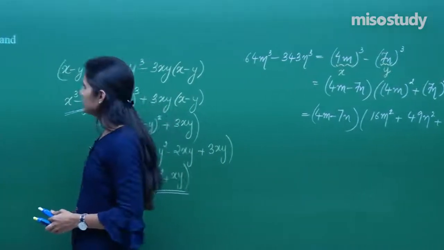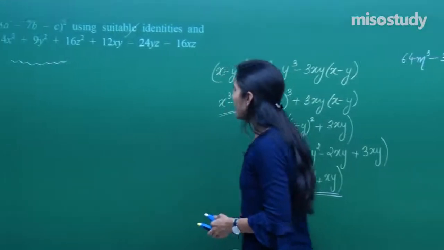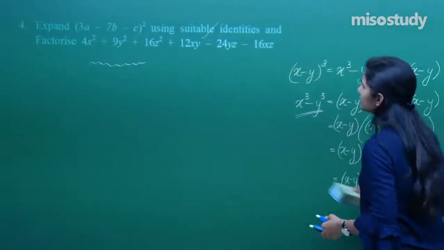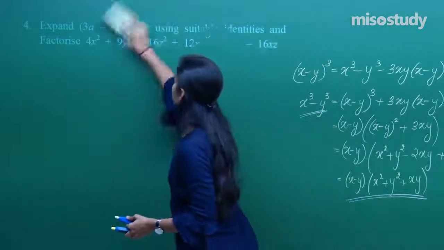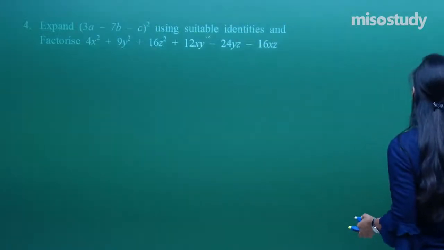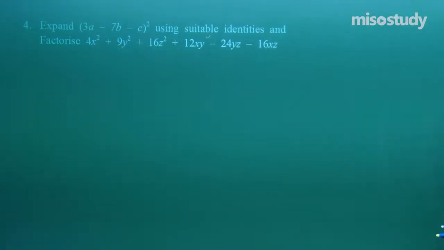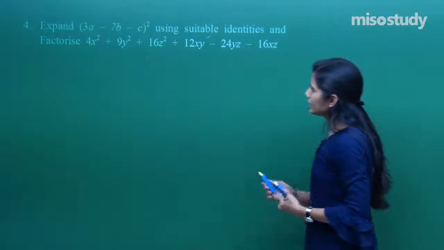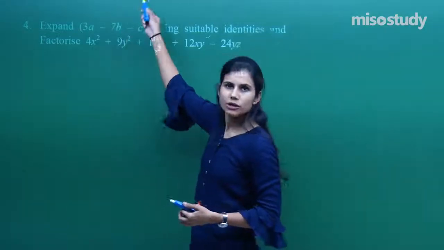Cool? Next it says expand this using a suitable identity and then factorize this expression. So one, we have to expand, second, we have to factorize. Okay? If you look at the expression carefully, what are you able to identify? It's of the form a plus b plus c whole square.